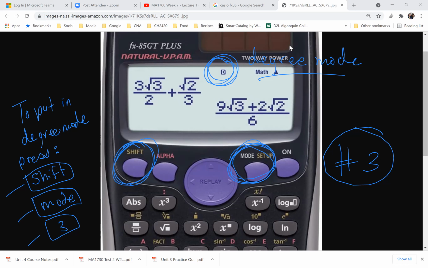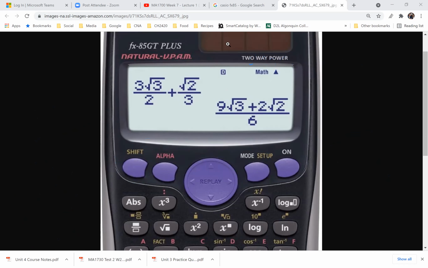Okay, make sure it's in degree mode. So you should see, if you can see my pen there, I'll do it in red, a red circle. This has to have the letter D. If there is no letter D, or if it's like the letter R, press Shift Mode 3. Okay, so back to the notes.